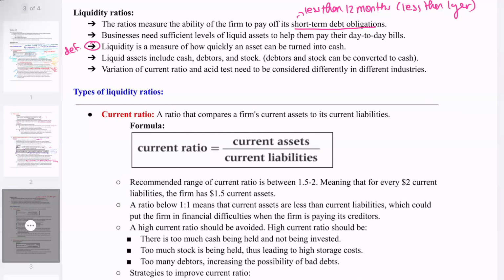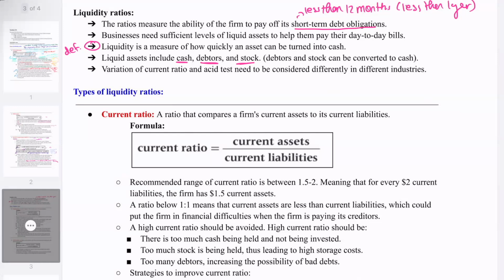Liquid assets include cash, debtors, stock, cash being the most liquid, of course, which is why it's first in the balance sheet. So if you want to learn about the balance sheet, then you can go to my video on section 3.4, very important. Debtors and stock can be converted to cash, right? Because debtors is money that is owed to the business, so it's easily converted to cash. And stock is basically tied up cash, because the business paid cash for the stock. Variation of current ratio and asset types need to be considered differently in different industries.